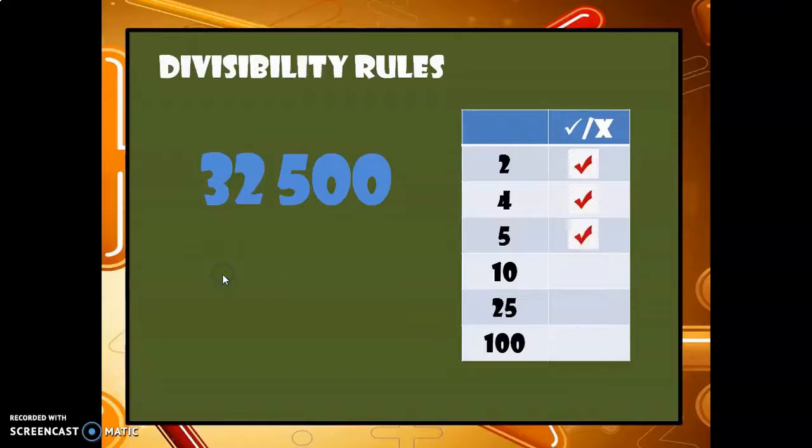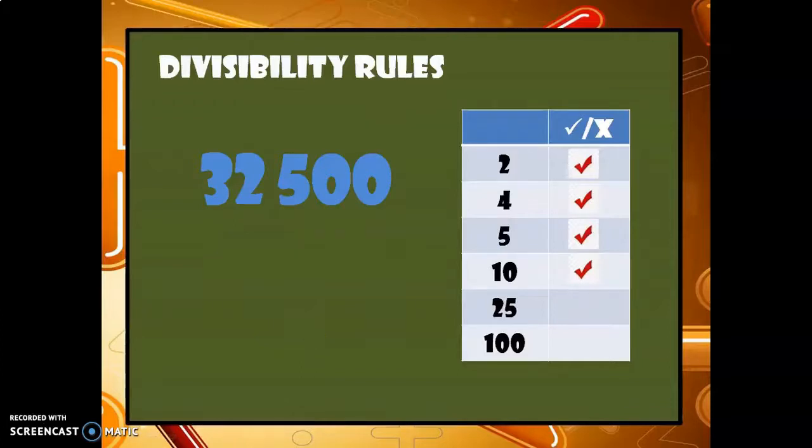Okay, so that's right. It is correct. So 32,500 is also divisible by 5 because the last digit is 0. Remember that a number is divisible by 5 if the last digit is either 5 or 0. Of course, it is also divisible by 10 because the last digit is 0.